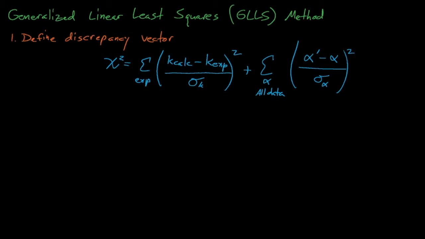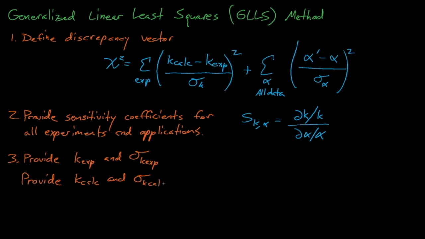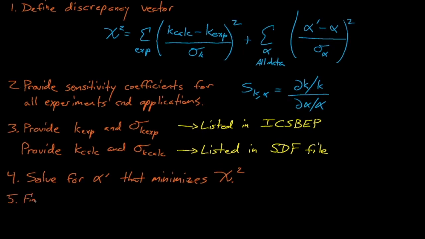By combining the discrepancy vector with the eigenvalue sensitivity coefficients for all the benchmark applications, and with the C over E's for all the benchmark applications, GLLS then solves for the optimal set of nuclear data adjustments that minimizes the discrepancy vector. From here, we can use the sensitivity coefficients for our application to predict how our delta alpha changes our system's eigenvalue estimate, which we now call k-adjusted.